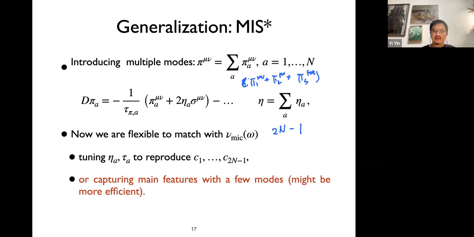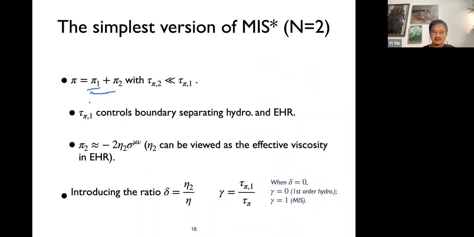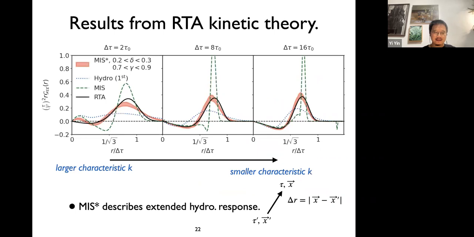So at this moment, I wouldn't give any concrete physical meaning to it, but this is just a middleman or midwife that we use to engineer the high frequency sound mode. So I think that's the point I want to emphasize.